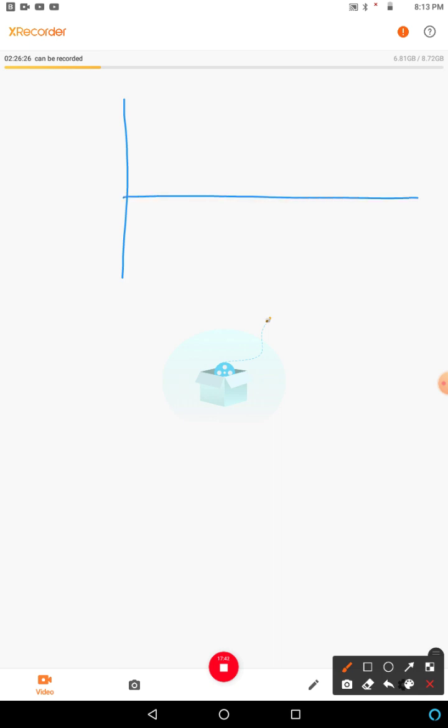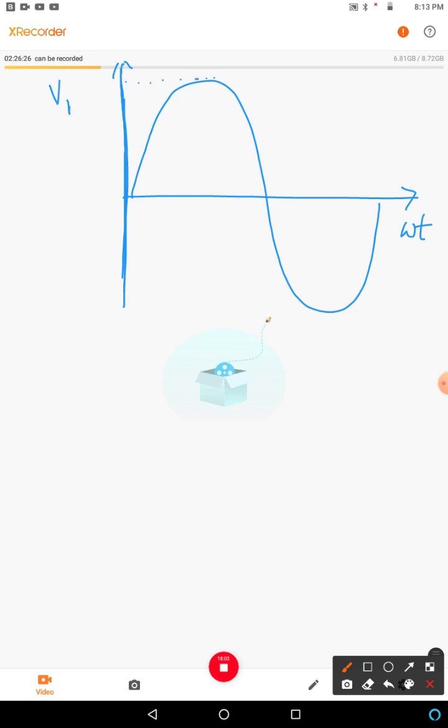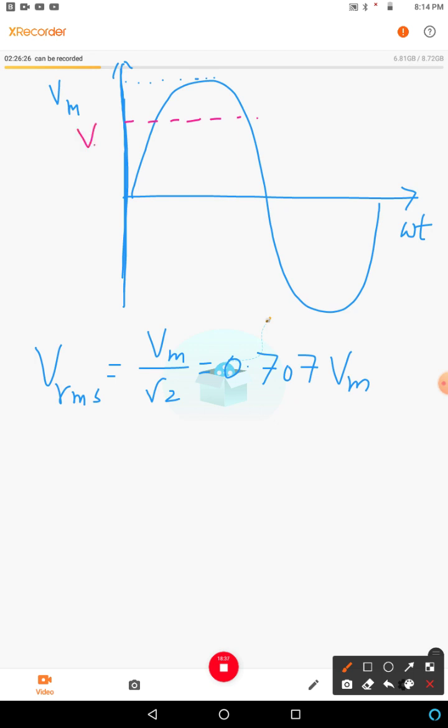So this is the variation of voltage, with omega t phase along the x axis. This represents Vm, V maximum. If you take the VRMS, VRMS is equal to V maximum by root 2, that is equal to 0.707 times V maximum, and it will be somewhere here. This voltage is called VRMS. So this red color line represents VRMS.